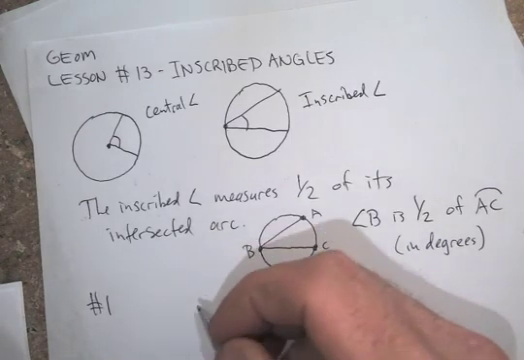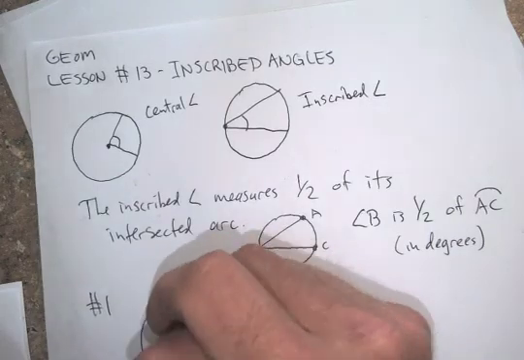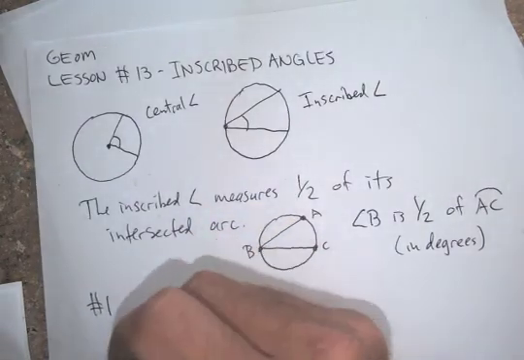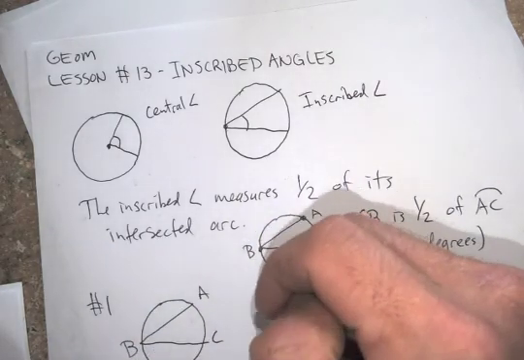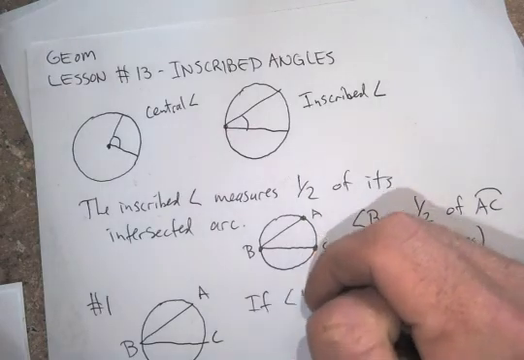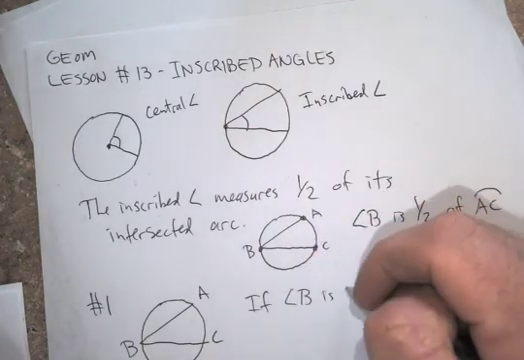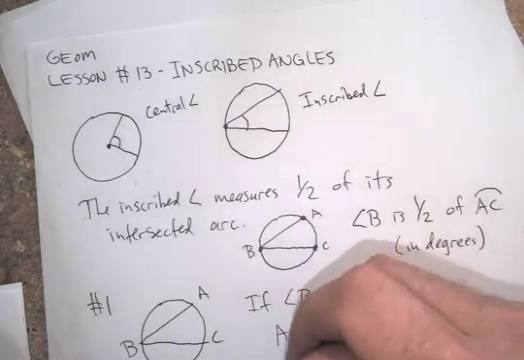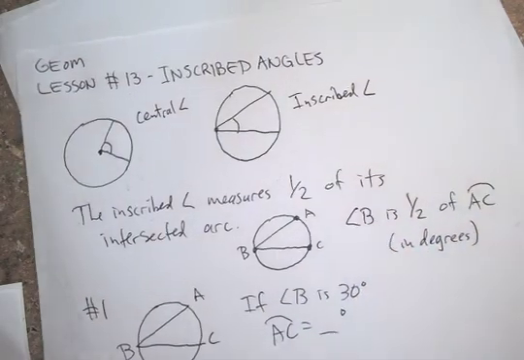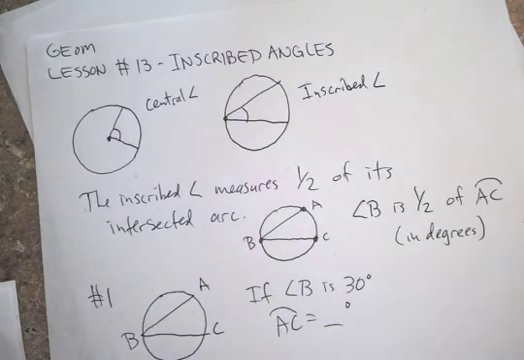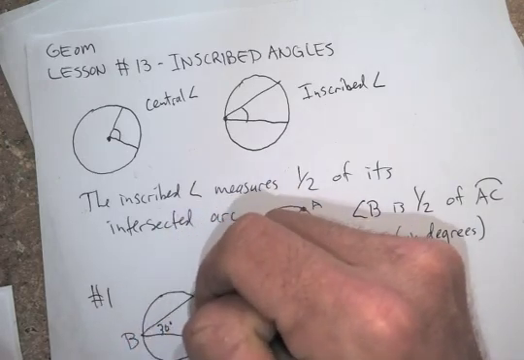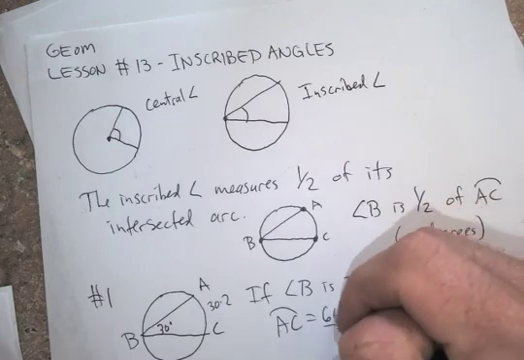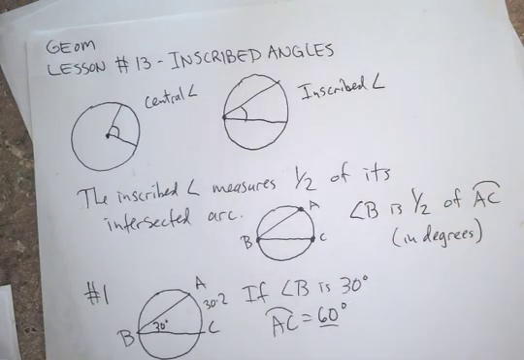Okay, so here's an example. If I give you that same picture, B, A, and C, it's an inscribed angle. If angle B is 30 degrees, what's arc AC? How many degrees? All it is, pretty simple. The inscribed angle is half of the arc, so if this is 30, that's half of this one. We times it by 2, so 60 degrees. Just double it.